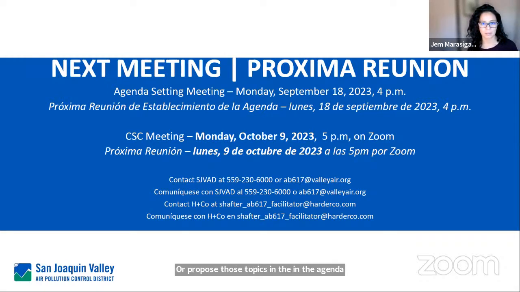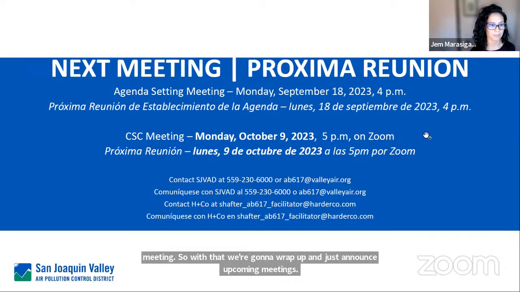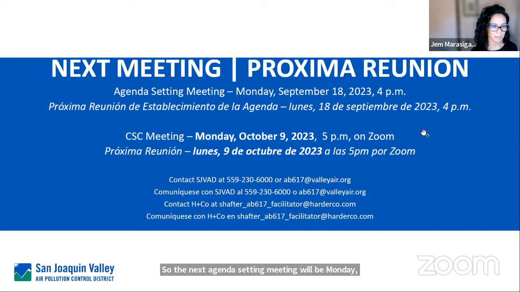So with that, we're going to wrap up and just announce the upcoming meetings. The next agenda setting meeting will be Monday, September 8th at 4 p.m. Again, if you aren't able to join it, please send us an email or give us a call so we can include your input. And the next CSC meeting will be Monday, October 9th at 5 p.m. here on Zoom again.